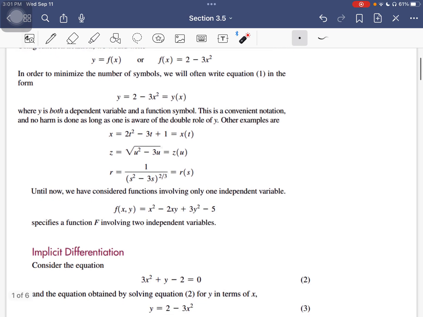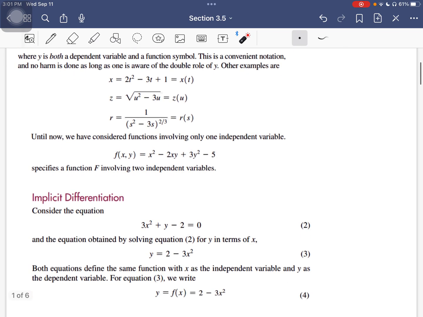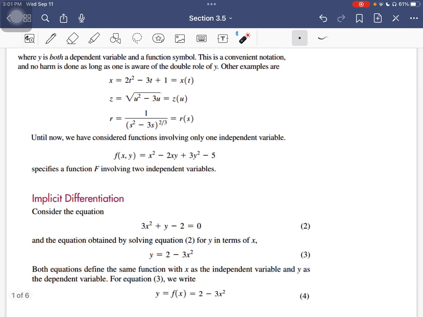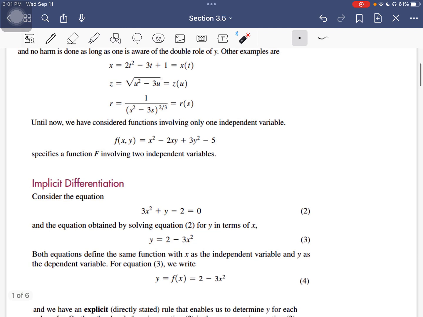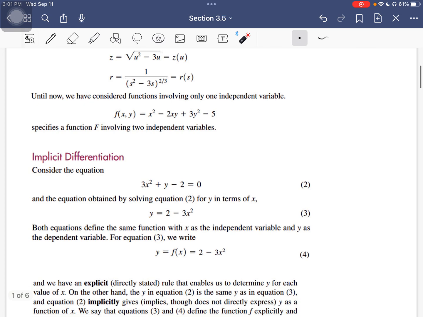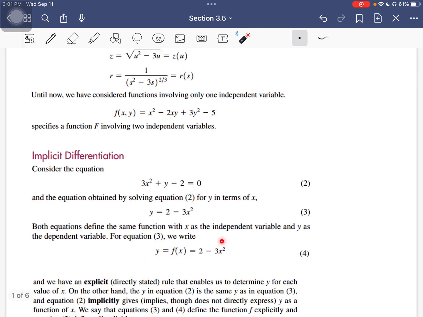Okay, so now let's look at this equation here. We have 3x squared plus y minus 2 is equal to 0. And what we can do is solve for y in terms of x, and we have a function that is dependent on x. And so equations 3 and 2 here both define the same function with x as our independent variable and y as the dependent variable. And so we would write it like this to emphasize that.